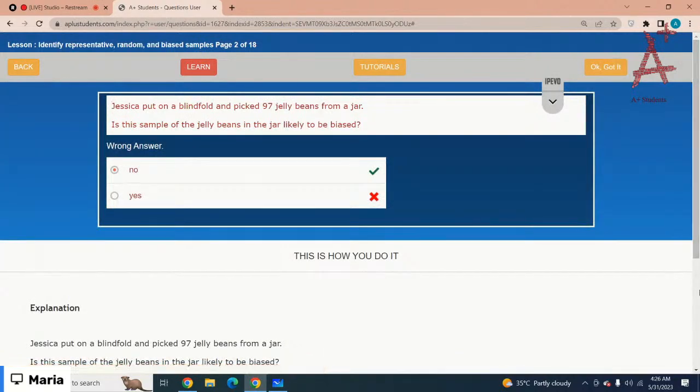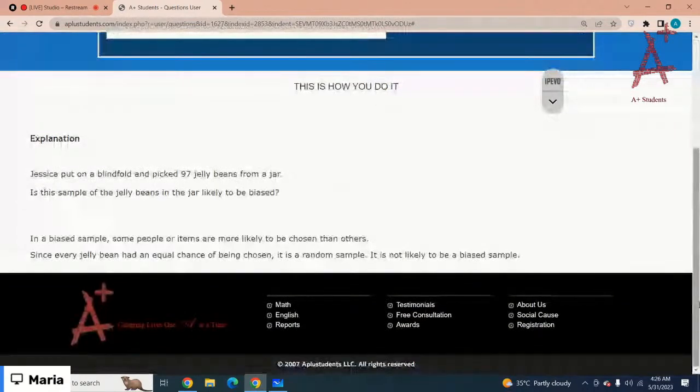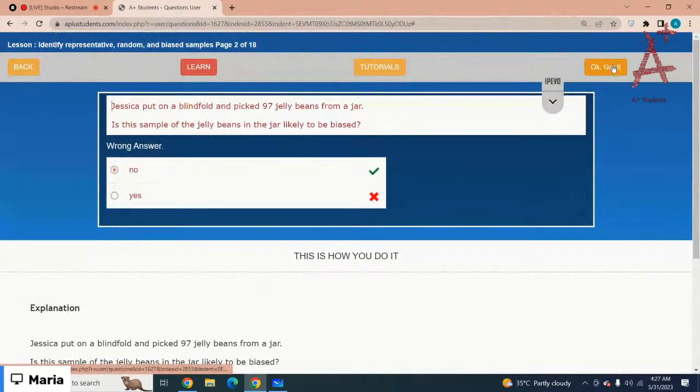No. Why? In a biased sample, some people or items are more likely to be chosen than others. Since every jelly bean has an equal chance of being chosen, it is a random sample. It is not likely to be a biased sample. She selected 97 jelly beans from a jar. That would be a random selection. Sorry, the correct option is no, that would be a random selection.